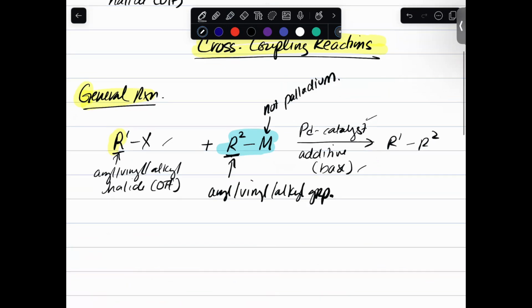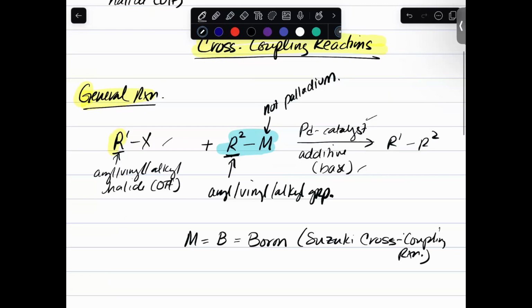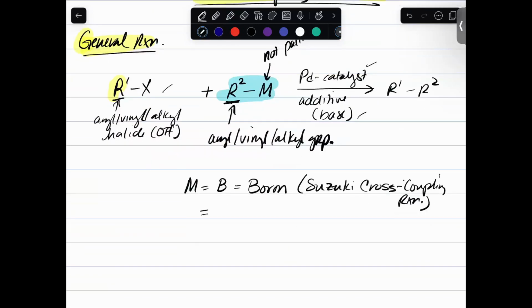Our metal can be boron, and when it is boron, it is known as the Suzuki cross-coupling reaction. When the metal is tin, it is known as the Stille cross-coupling reaction. I'm just going to say CC for cross-coupling.